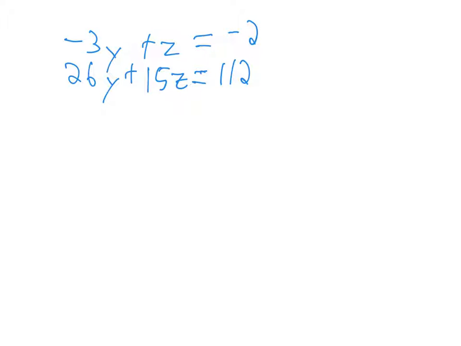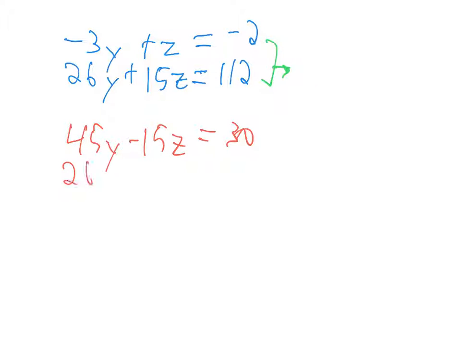So to reiterate, we now have a system of two equations and two unknowns, which are minus 3y plus z equals minus 2, and 26y plus 15z is 112. Once again, we're going to try and eliminate by adding equations. So I'm going to take the first equation and multiply it by minus 15, so that I can eventually cancel out. So I'm going to end up with minus 15 times minus 3 is 45y, and then minus 15z, and then minus 2 times minus 15 is plus 30.